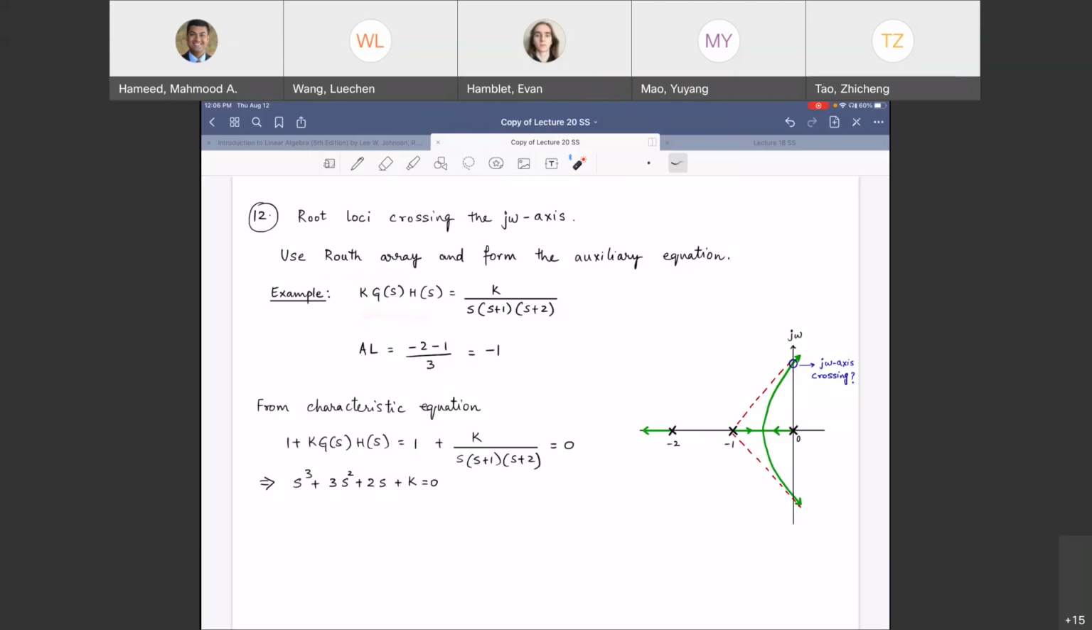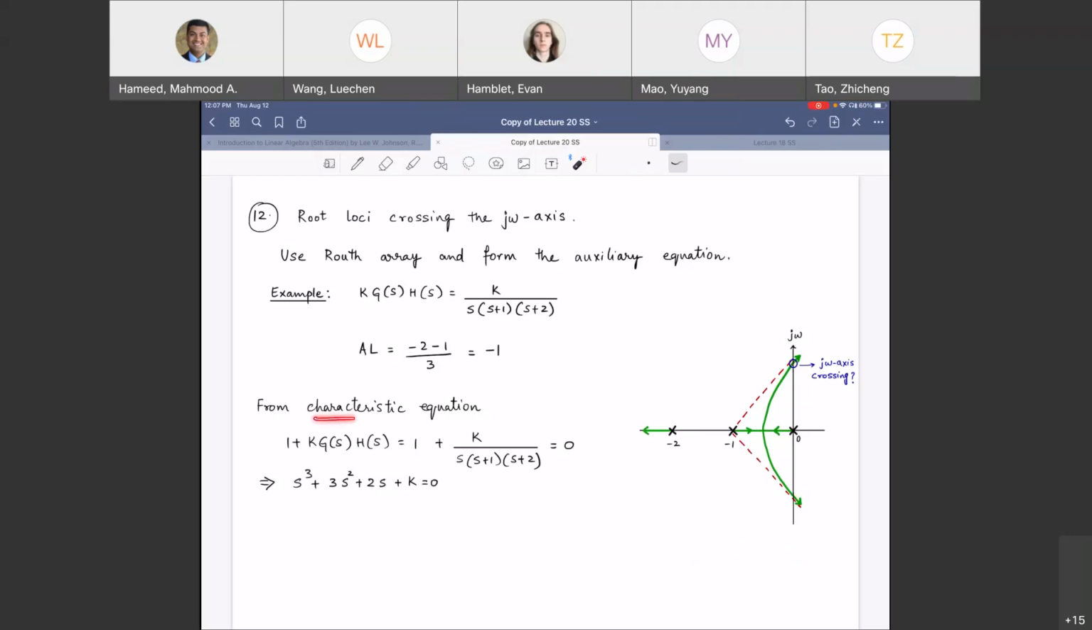We have a loop transfer function that is given to us. Using that loop transfer function, we can sketch out the root locus based on the rules that we have already talked about. We know that at some point it will cross the j omega axis because of asymptotes and center of gravity and all of those rules. We want to find out where is this point, j omega crossing, and what is the value of K.